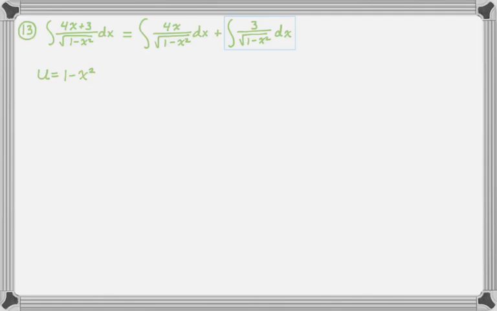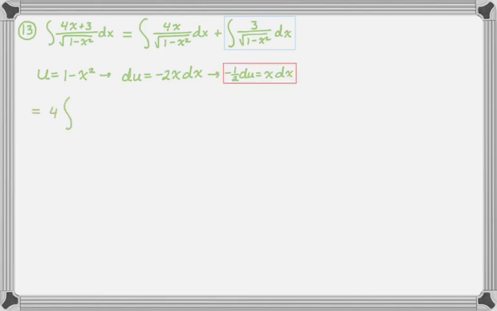So from here, I can find that du is negative 2x dx. I definitely in the problem have an x, actually I have 4x, but I'm going to bring that negative 2 to the other side. Say negative 1/2 du is equal to x dx, and use that to make my substitutions.